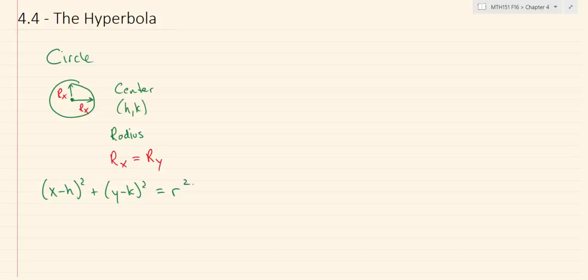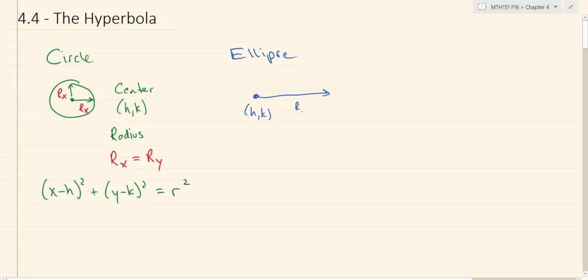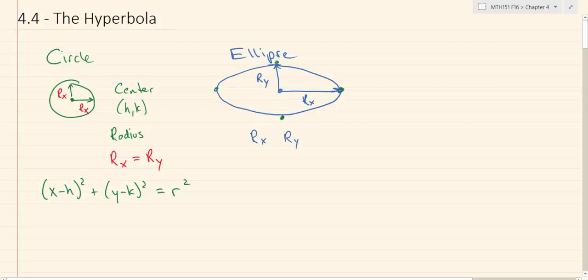Then we talked about the idea of taking r sub x and r sub y and making them unequal to each other. So maybe r sub x is bigger than r sub y. And that led us to the idea of an ellipse. For an ellipse, you still had a center point at (h, k), but this time maybe r sub x was bigger and r sub y was smaller. And we said that r sub x in this case would be the major axis. Whichever one of these two, r sub x or r sub y, was bigger, that was the major axis. You also have vertices where r sub x meets the edge of the ellipse.